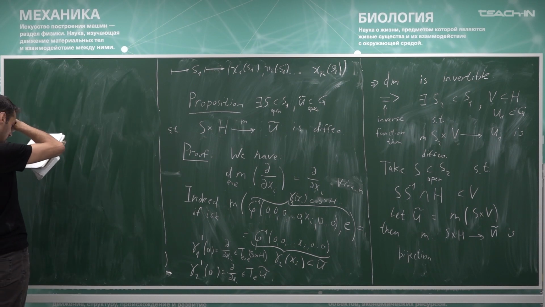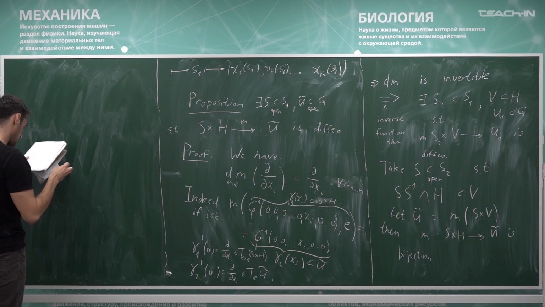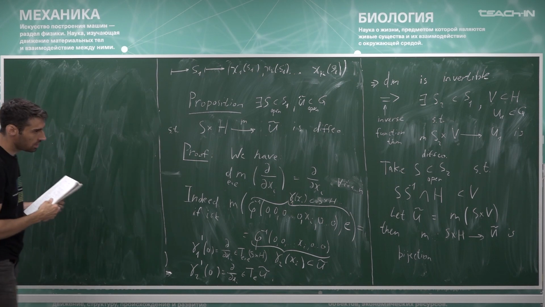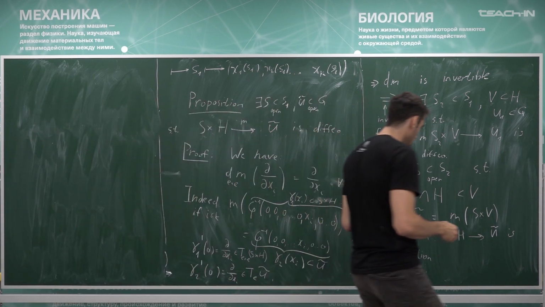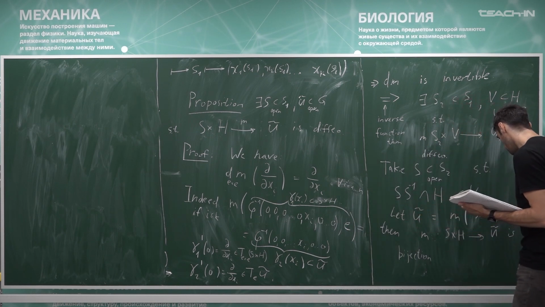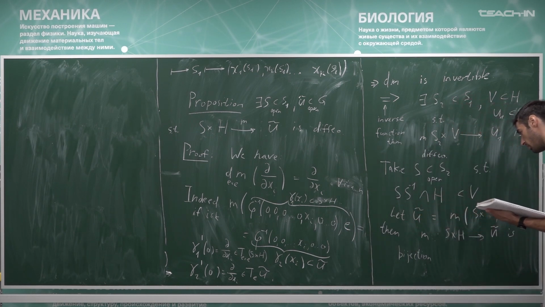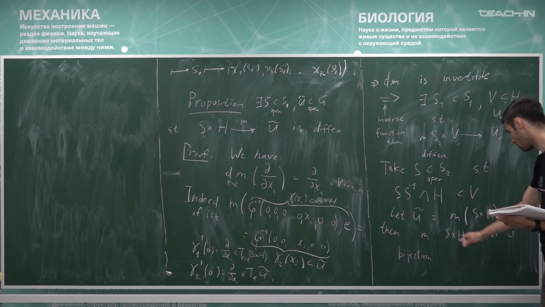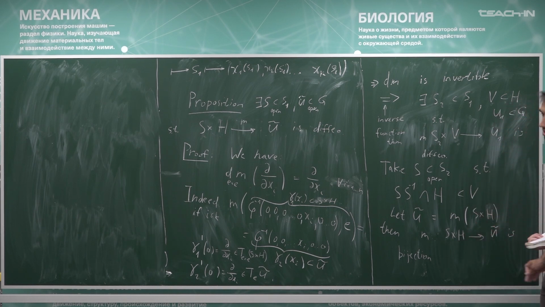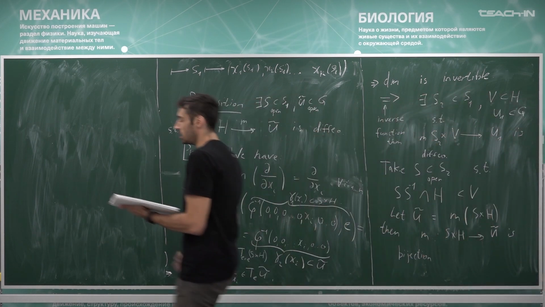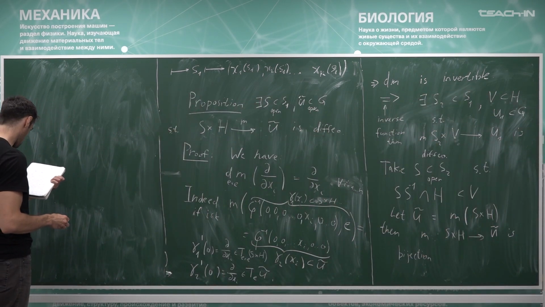Actually, I think I have some mistake here. I would like not V, of course, here, but H. Right? Yeah, so this is a bijection to its image, basically. All right.